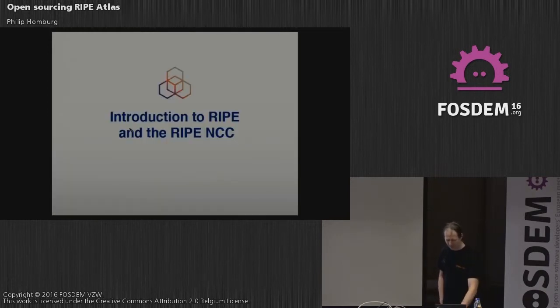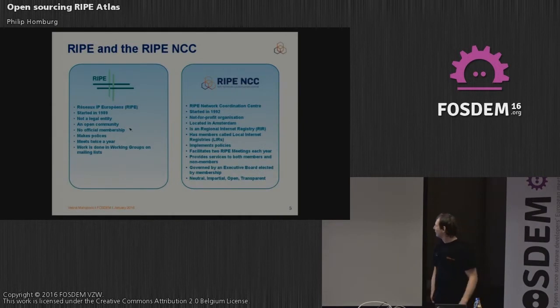So, an introduction to RIPE. RIPE was started in 1989, and what happened in that time is that people got operating systems with a decent networking stack and didn't really know what this internet thing was. So there wasn't really much internet in Europe at that time. I think there was some military connection in England, nothing else.